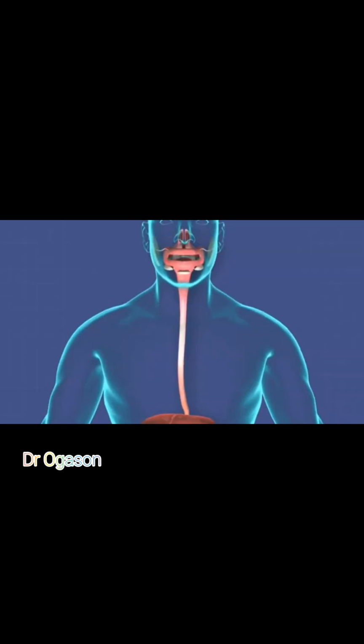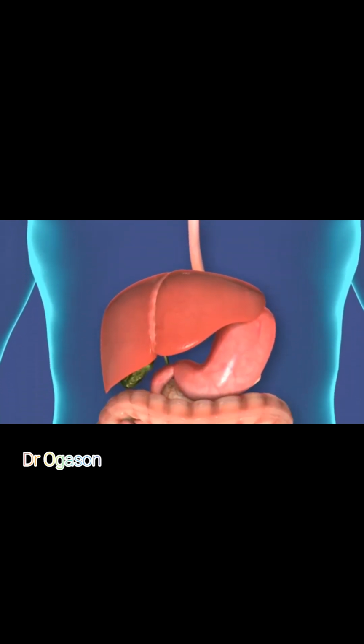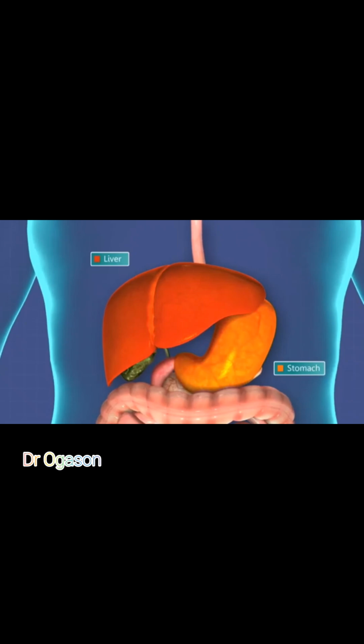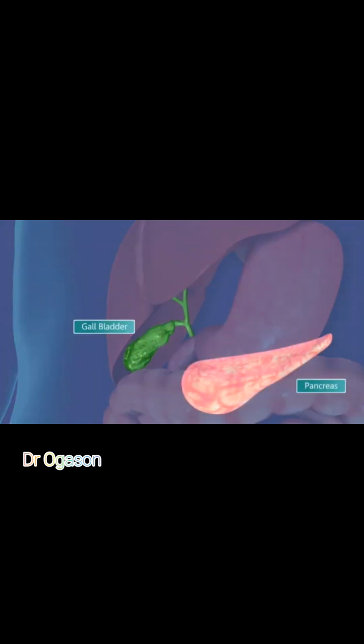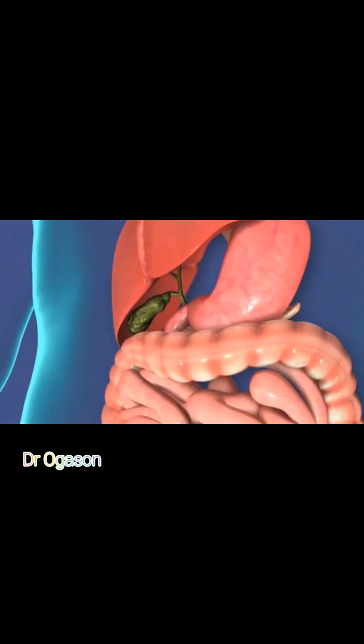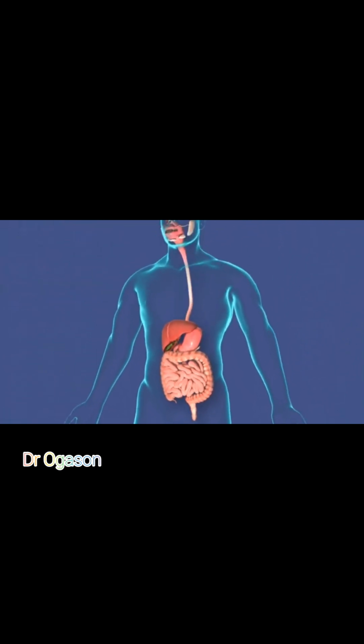Esophagus. The esophagus is a muscular tube that connects the mouth to the stomach. It is responsible for transporting food from the mouth to the stomach using a series of muscular contractions, known as peristalsis. The esophagus also has a ring-like muscle at the top, known as the upper esophageal sphincter, which helps to keep food and stomach acid from flowing back into the esophagus.